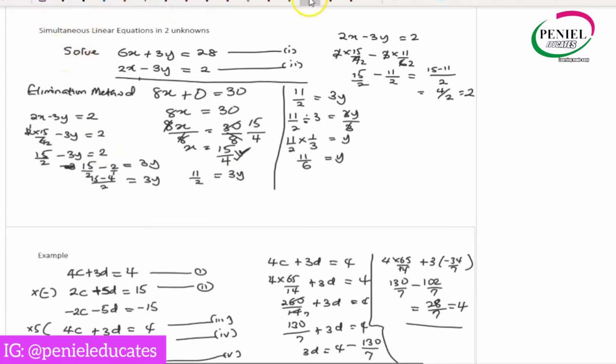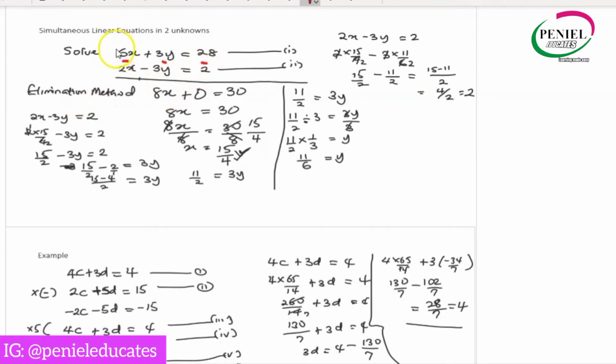So if we're given 6x plus 3y is equal to 28, don't forget, these are the two unknowns. x and y are not known, right? Which is different from the linear equation. And 2x minus 3y is equal to 2. Those are the two equations we're given. Then we're to use the elimination method.